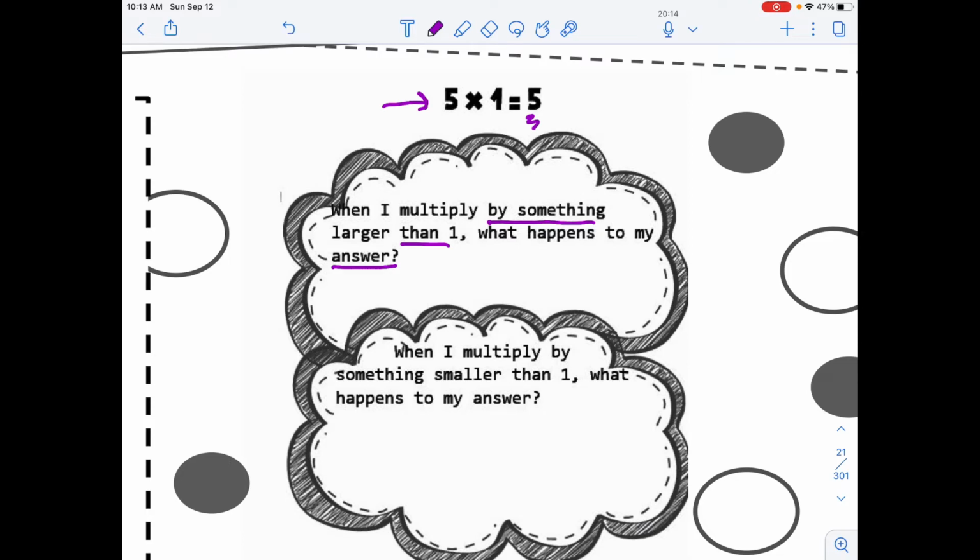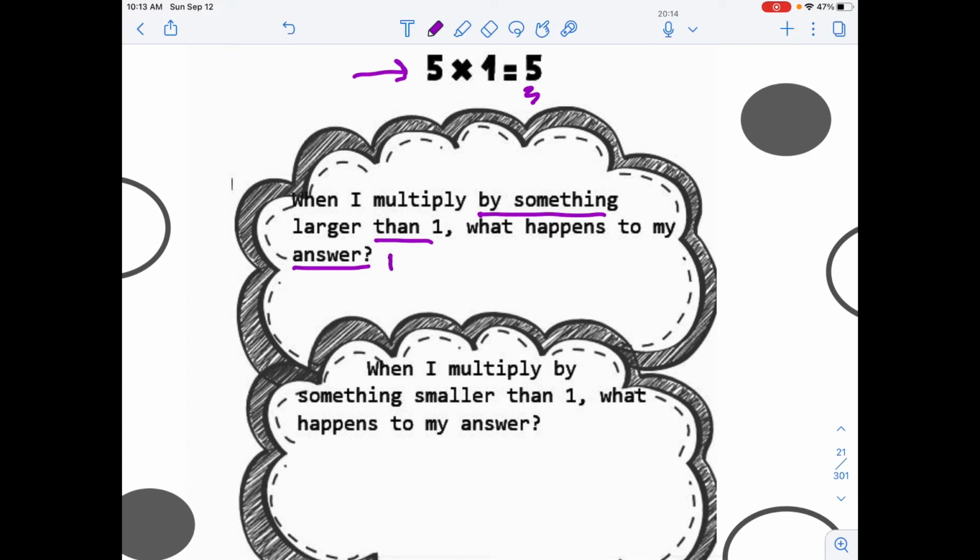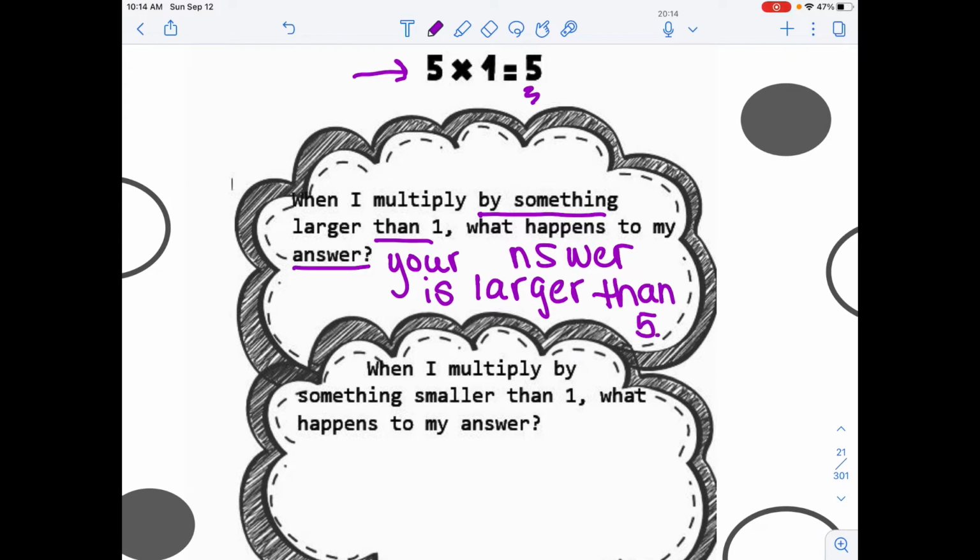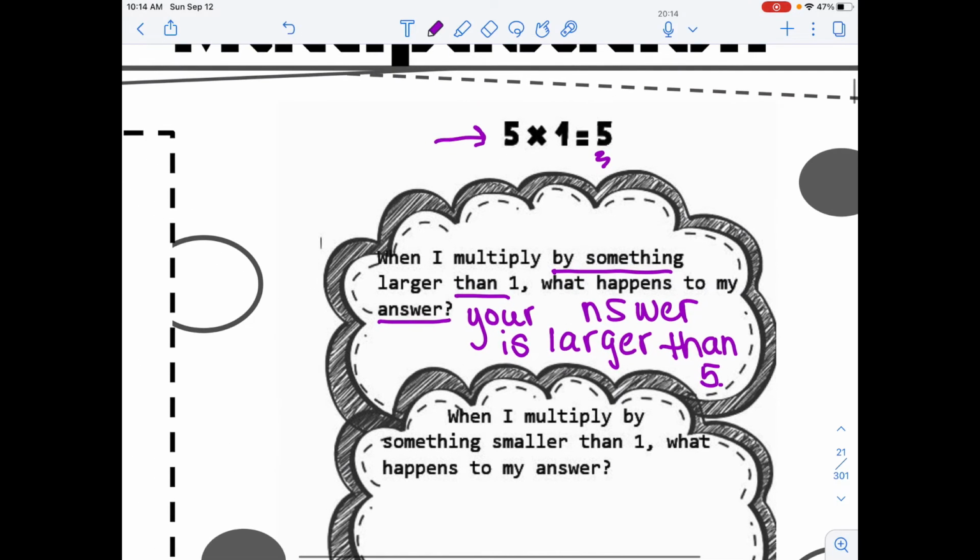So your answer is larger than 5. Oops, excuse me, let me put that down. Is larger than 5. All right, good job. And if you need to, even draw a number line to help you.